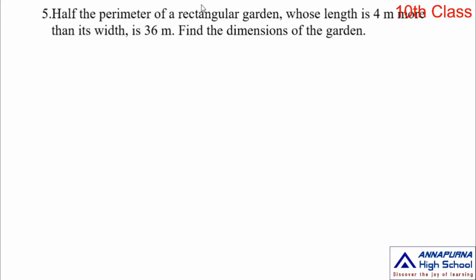And when you come to the fifth one, the perimeter of a rectangular garden whose length is 4 meters more than its width is 36 meters. Find the dimensions of the garden. It is very clear. Here the two unknowns are the dimensions of the garden, and this garden is in the shape of a rectangle. So a rectangle has two measurements. One is length and the second one is breadth.